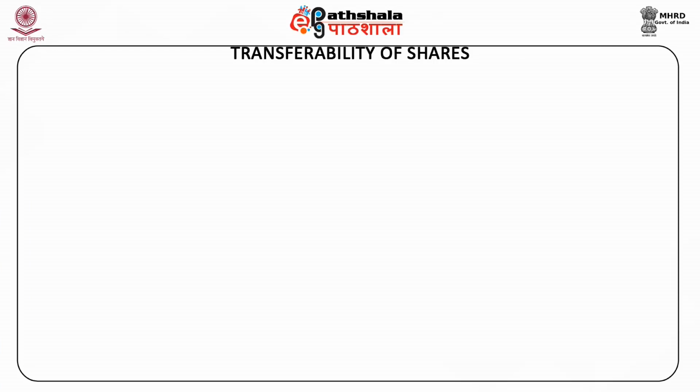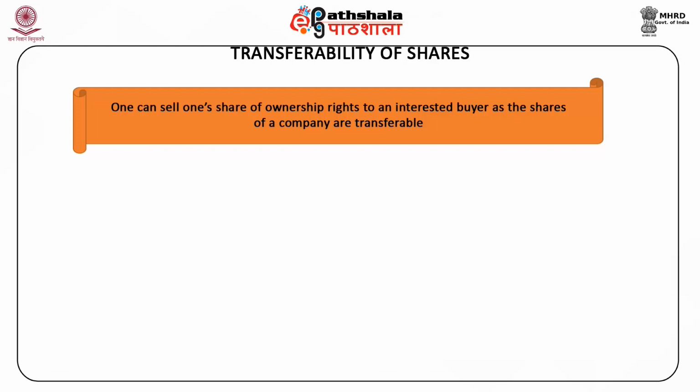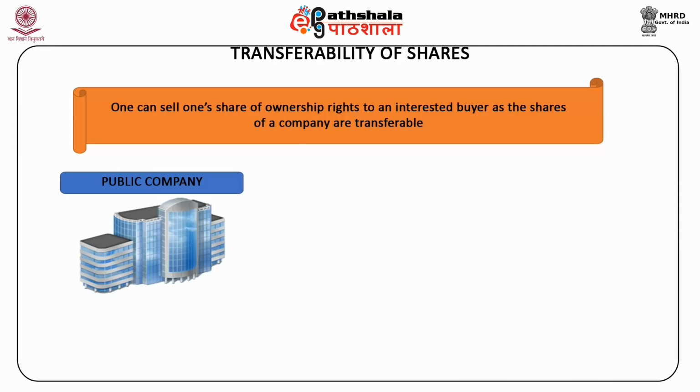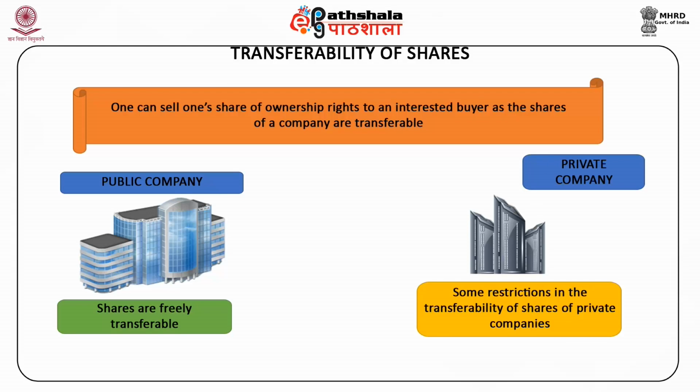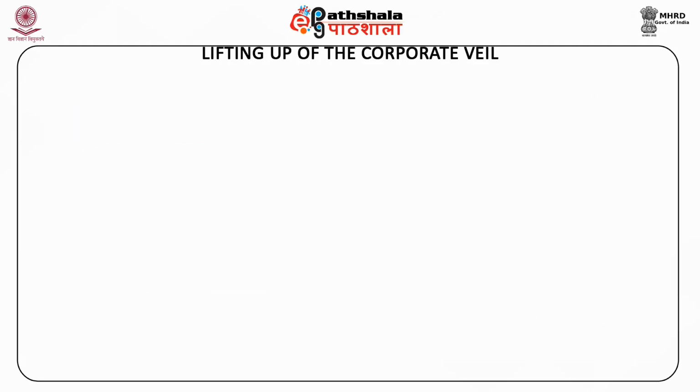We shall now focus on the transferability of shares. One can sell one's share of ownership rights to an interested buyer as the shares of a company are transferable, while in case of public companies, shares are freely transferable, which is provided by the law. There are some restrictions in the transferability of shares of private companies. In fact, transferability of shares and limited liability are the enabling factors for the tremendous rise of companies all over the world. Let us now move on and study lifting up of the corporate veil.